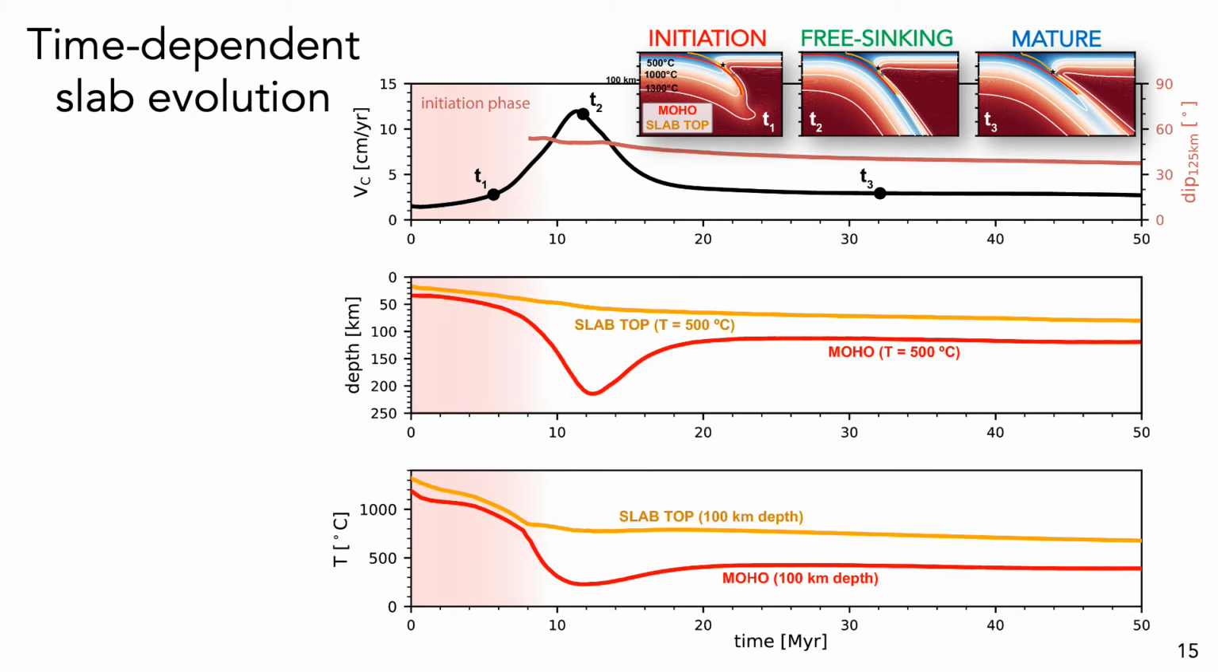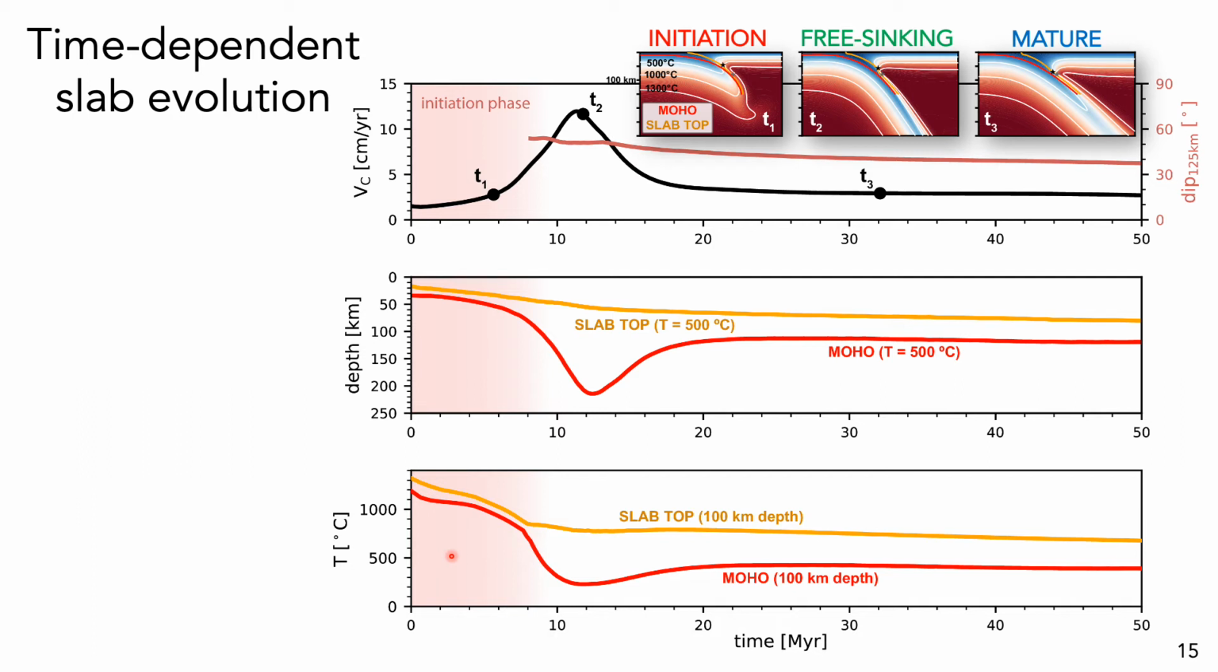Now I'm plotting some temperature indicators, so for the slab top in yellow and for the Moho in red. The middle panel shows the depth of a constant isotherm within these two regions. It's the 500 degrees isotherm. And then the bottom panel shows the temperature at a constant 100 kilometers depth. And so what you can see is that there's a similar degree of time dependence in the temperatures.